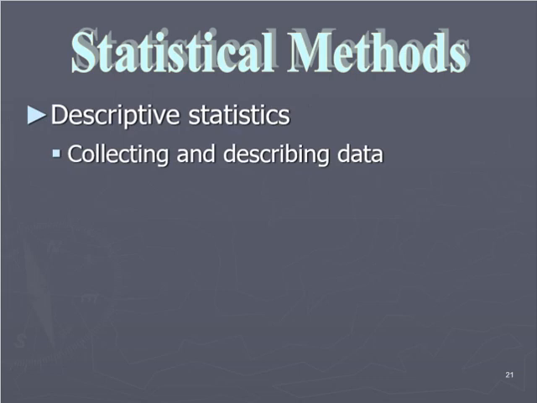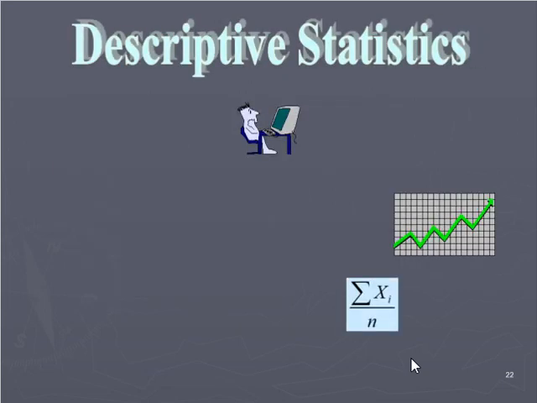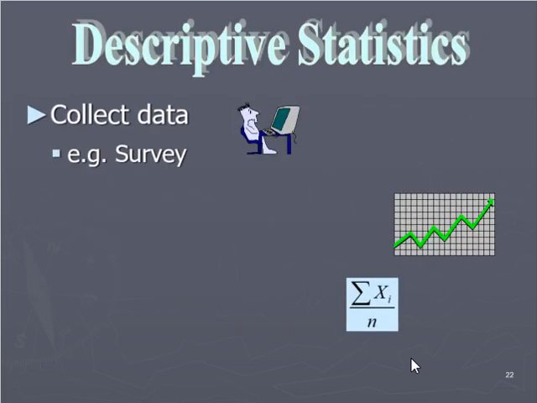And first, you have your descriptive statistics. This is when you just collect and describe data. Now, from descriptive statistics, you can process that further. And you now have inferential statistics. This is when you draw conclusions or make decisions concerning a population based only on sample data. Okay po? So, under descriptive statistics, the first step is always to collect data.